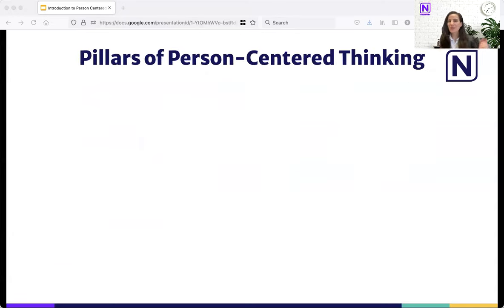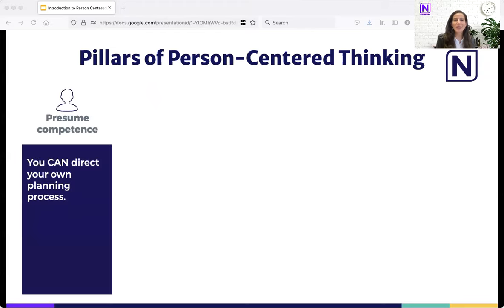So let's go back to person-centered thinking and talk a little bit about what that is. We talked about how person-centered thinking describes our values, but I want you to know what those values are. So you might also hear them called pillars. The first one is presume competence. This just means that we believe in you and we believe that you know what you want and you need, and our job is to learn from you.